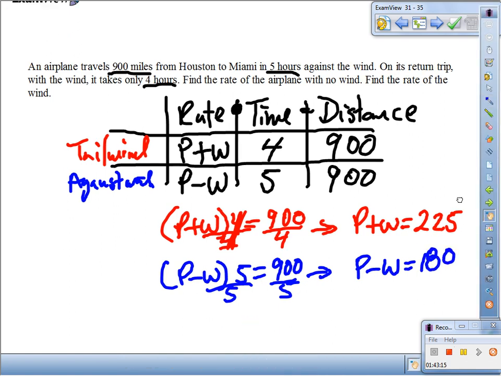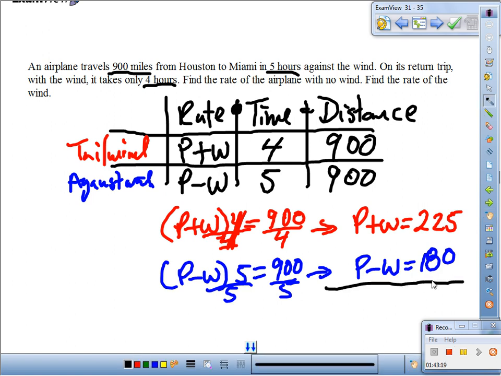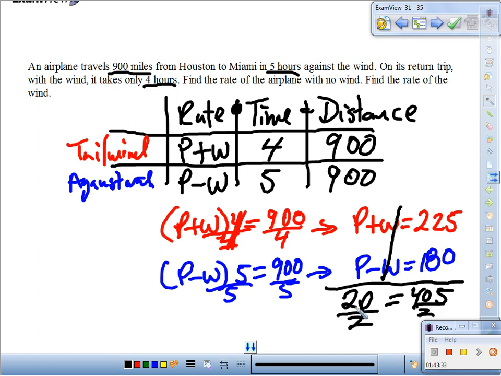Now let me show you some of the mistakes some of you made. Look up. At this point, you can combine like terms. What is W minus W? Cancel. What is 1P plus another P? That's 2P. What is 225 plus 180? 405. And at the end, we divide by 2. So the plane speed is 202.5 miles per hour.